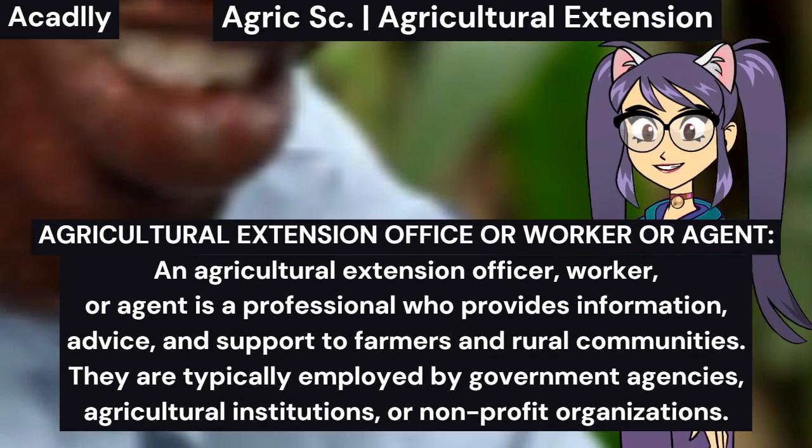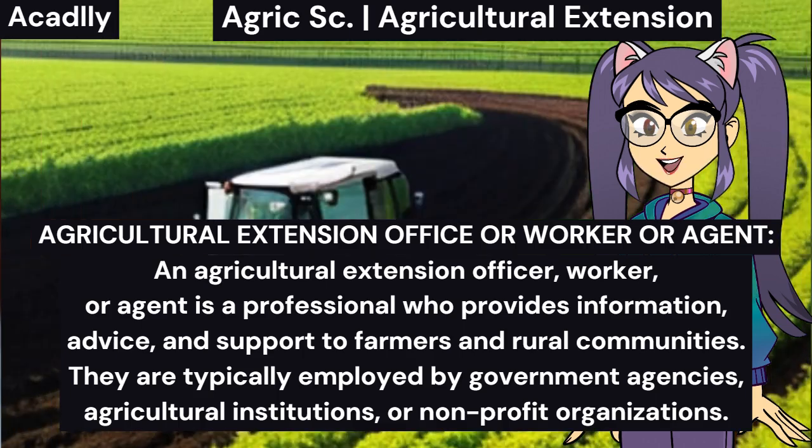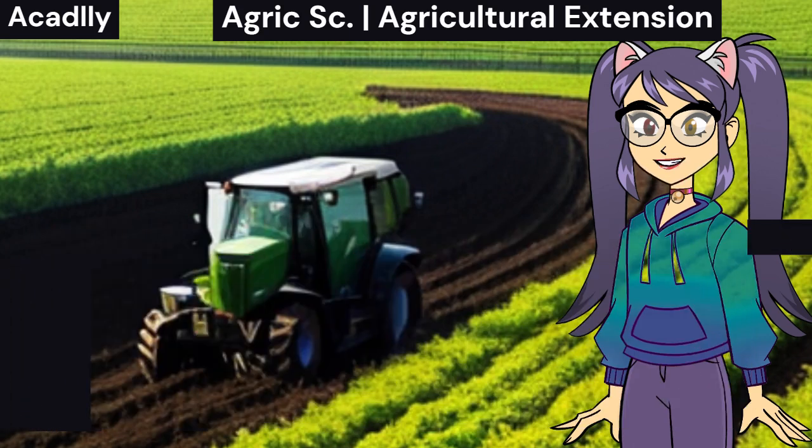Agricultural Extension Officer, Worker or Agent. An agricultural extension officer, worker, or agent is a professional who provides information, advice, and support to farmers and rural communities. They are typically employed by government agencies, agricultural institutions, or non-profit organizations.